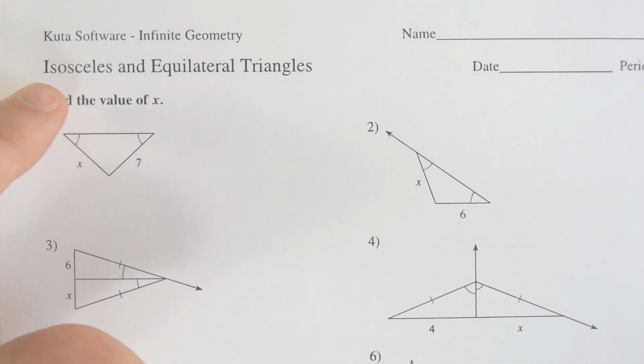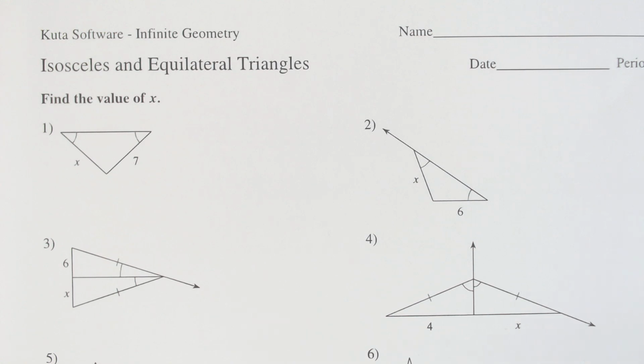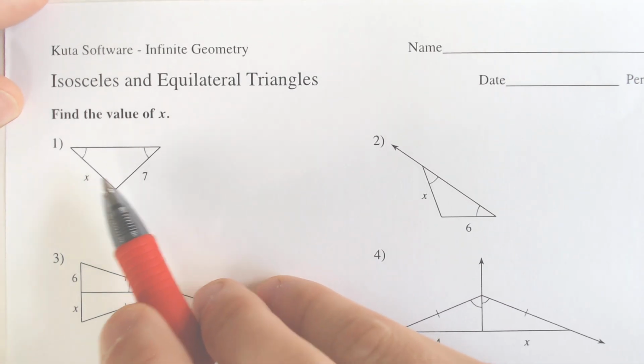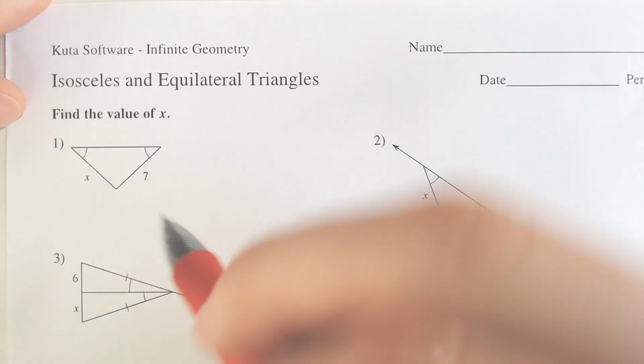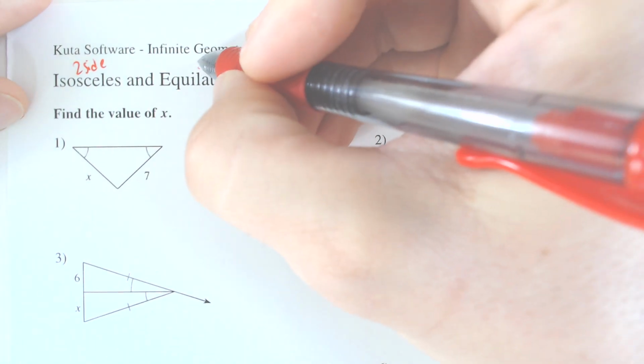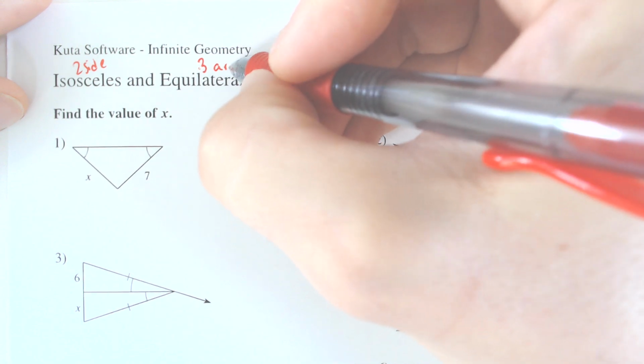Today we're going to be tackling isosceles and equilateral triangles. Let's get into it. If it is an isosceles triangle, that would mean that two sides are equal, versus equilateral, where all three are equal.